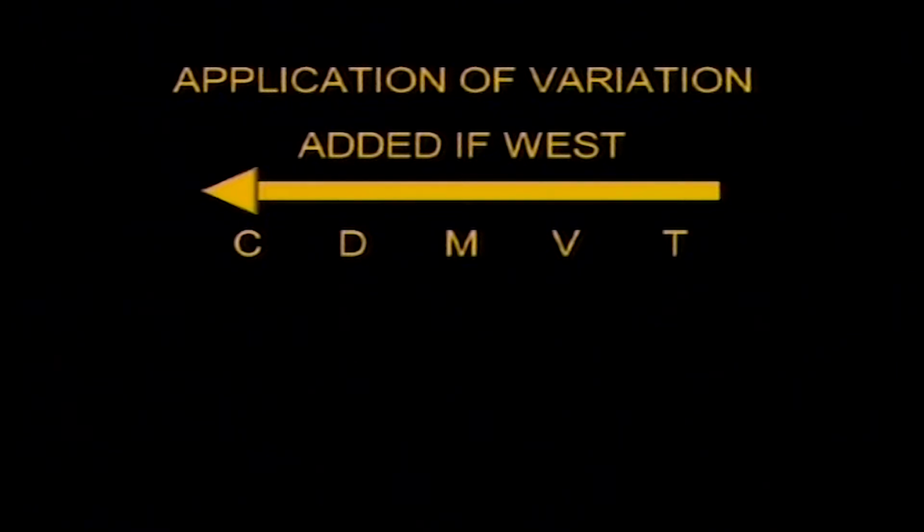Application of variation is best achieved using the mnemonic "Cadbury's Dairy Milk is very tasty" or "Can Dead Men Vote Twice", which stands for CDMVT. Compass, deviation, magnetic, variation, true. Then draw an arrow going to the left and write down "add it if west".